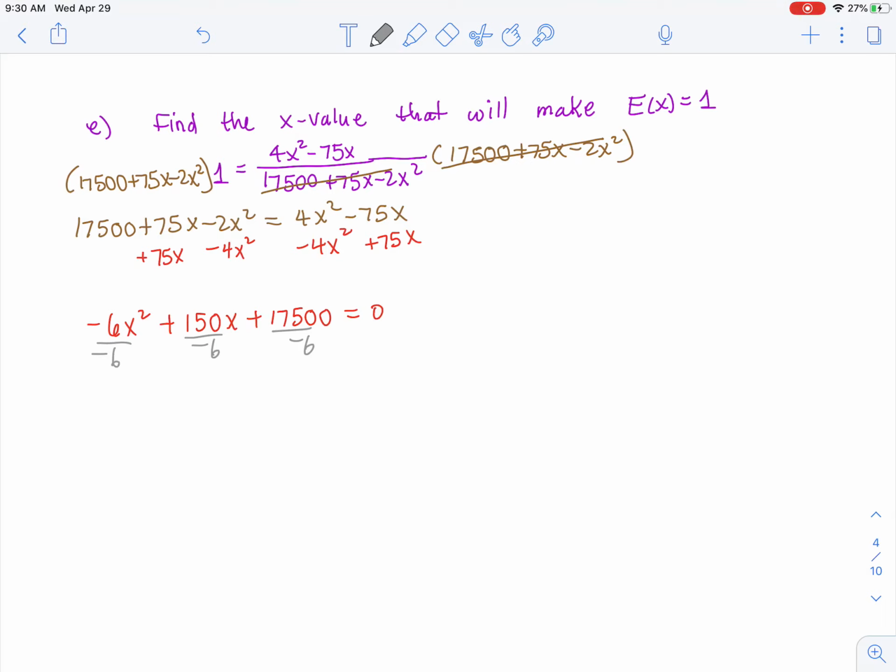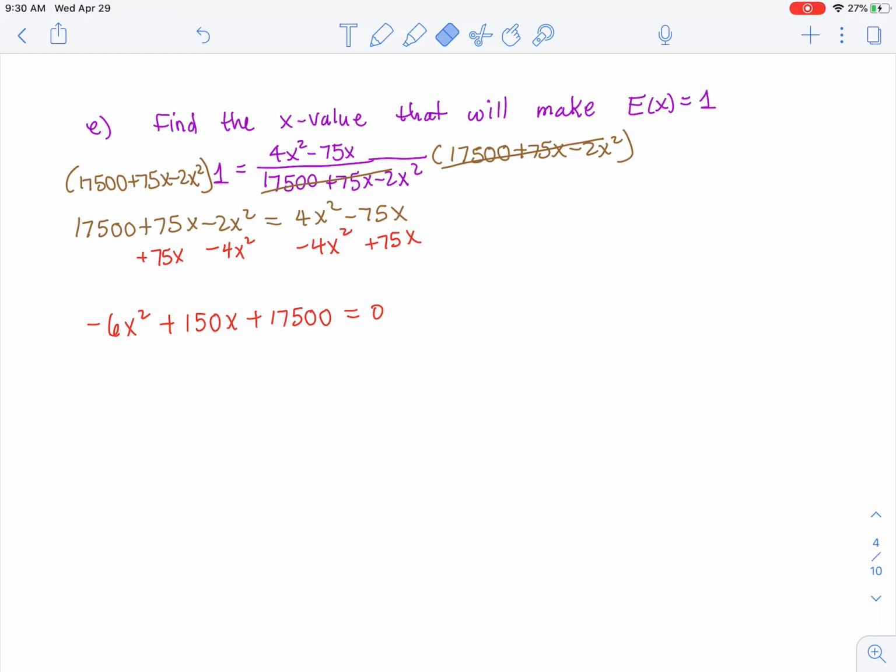Let me check something. Can I go ahead and divide everything by negative 6? I'm just going to see if I can factor out that leading coefficient. Can 150 be divided by negative 6? Yes, that one does. What about 17,500? Can it be divided by negative 6? No, not that one.